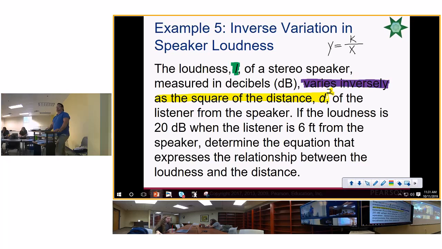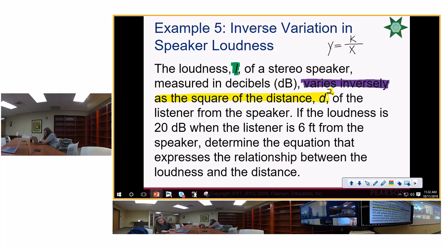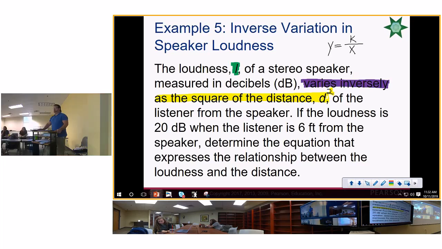So rewrite it. I'm just going to go to the next slide because I can't write it on there. If the loudness, L, is 20, when the listener is 6 feet, that's D, then you have to find K. And after you find K, what do you do with K? Plug it back into the original equation.